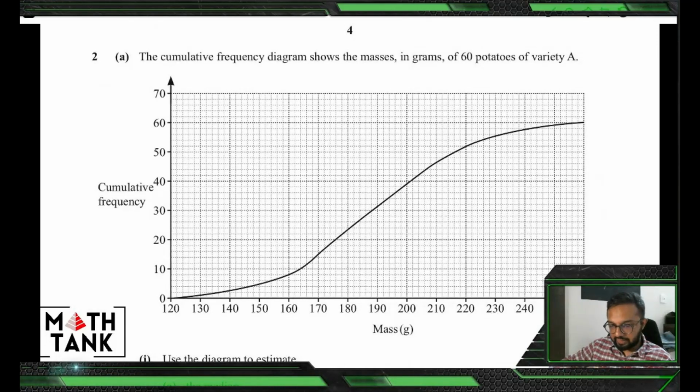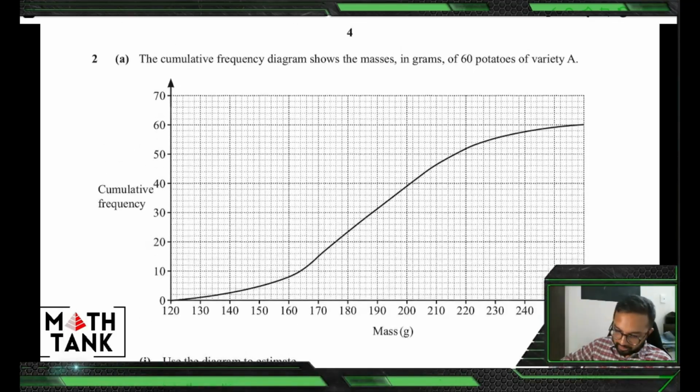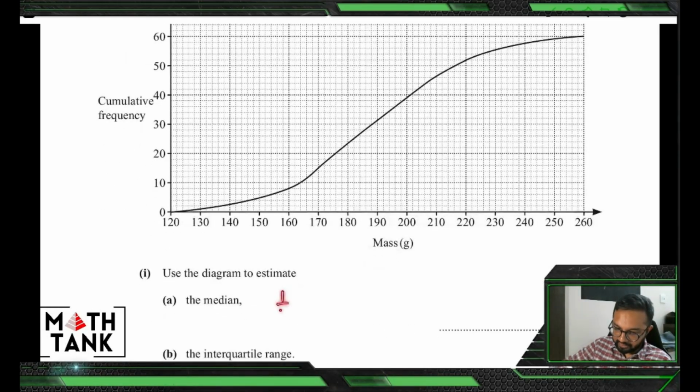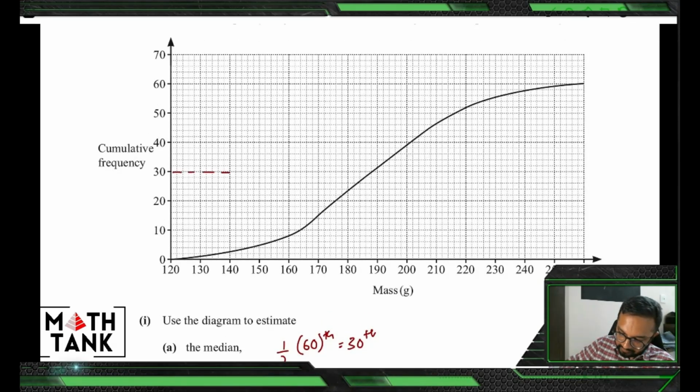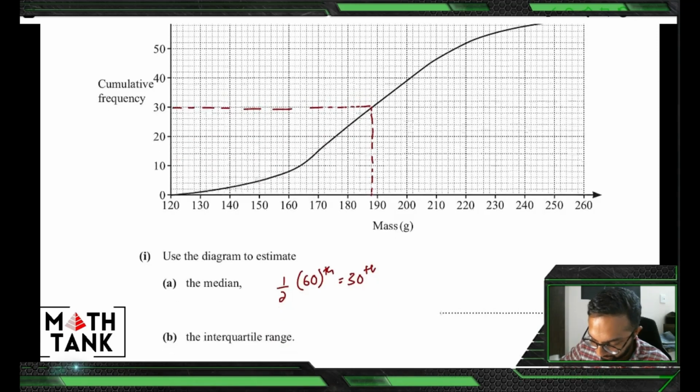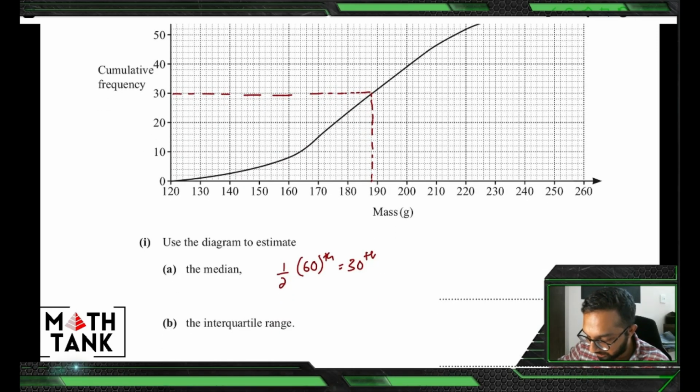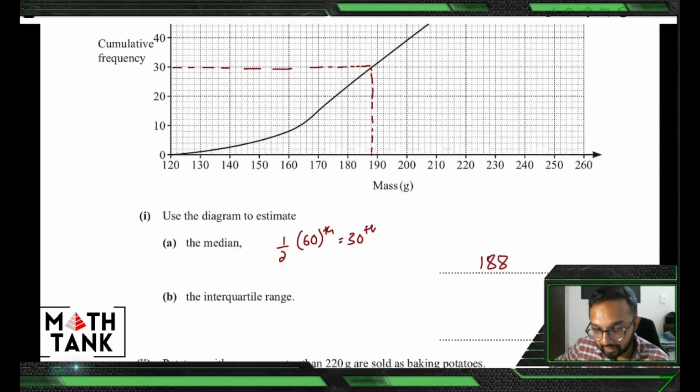I have this. It says the cumulative frequency graph shows the masses in grams of potatoes of variety A. Use the diagram to estimate the median. Okay, so how many potatoes do I have? 60, so that's half of the 60th, 30th. So let's quickly go on and check on the 30th. Now, since this diagram is drawn, there will be probably no margin for error when you are reading this. You have to be pinpoint precise on what number you are reading off the grid. So I'm reading 188 off the grid. Okay, so that's the median.